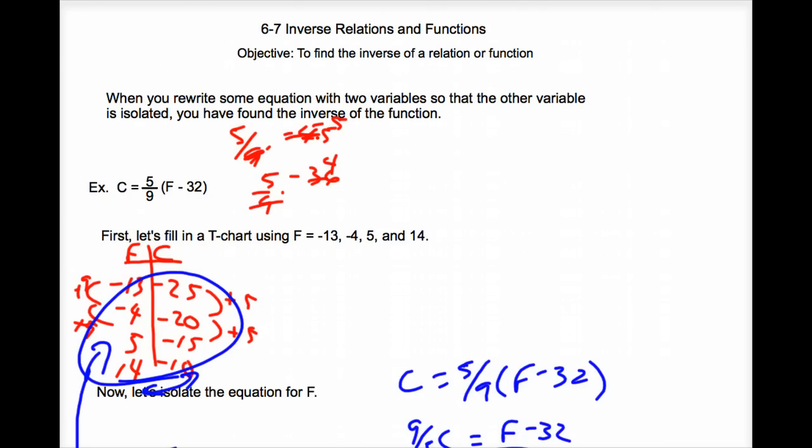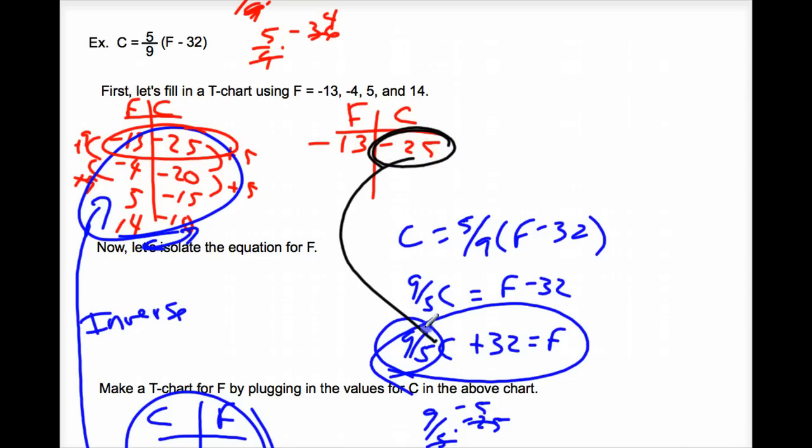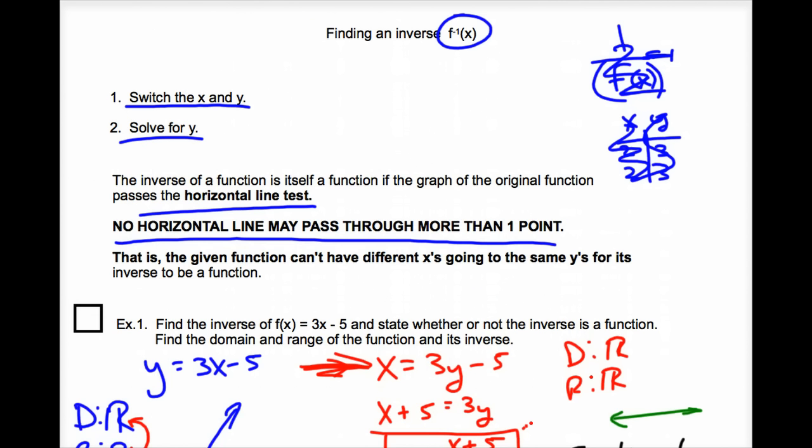If we go back to our Celsius thing here, so if I plug a number into a function, so let's look right here. I plugged in negative 13 into this function, and I got negative 25. Now you take that answer and plug it into the inverse. So we're going to take that and plug it in down here. Well, you end up back at negative 13. That's all it is. Right?